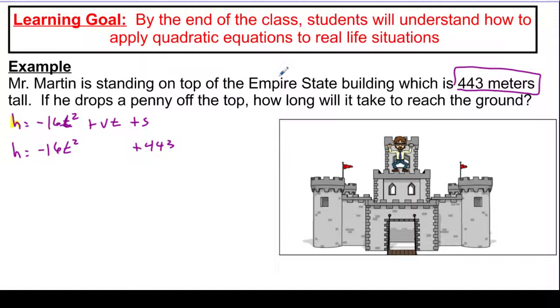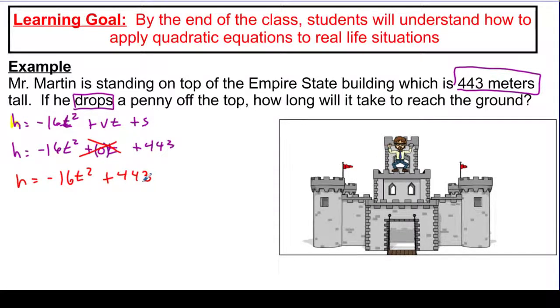Now I'm going to look through my problem, and I need to find a speed or velocity. How fast was this penny going when it left my hand? In this case, I don't see that anywhere in the problem, but I do see the word that I dropped the object. And we just said on the last slide that dropping the object means you didn't add any speed to it at all. It was 0. So this is going to become 0t. 0 times t is just 0, and that's going to go away. My equation is going to look like this: negative 16t squared plus 443. This is the equation that I'm going to use to answer their question.